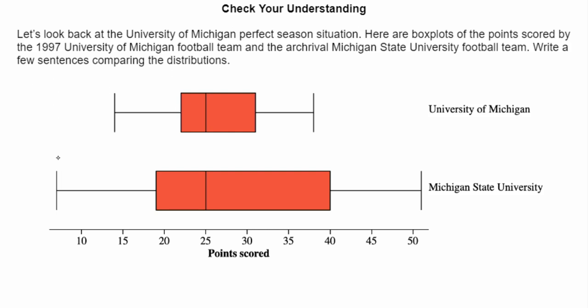I get this from a very strong Michigan fan, Michigan State and Michigan fan. So here's a box plot of the points scored by the 1997 University of Michigan football team and the arch rival Michigan State University football team. Write a few sentences comparing the distributions. And so here we go.